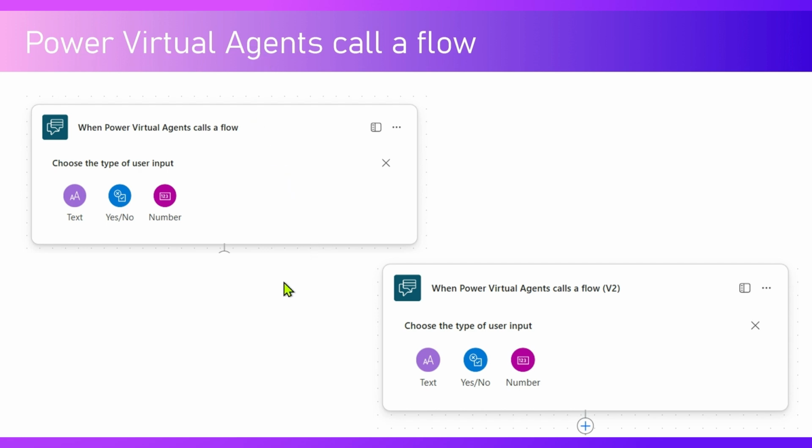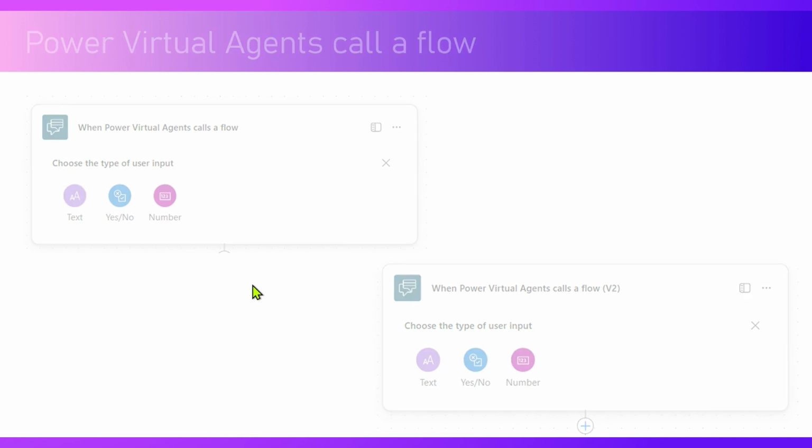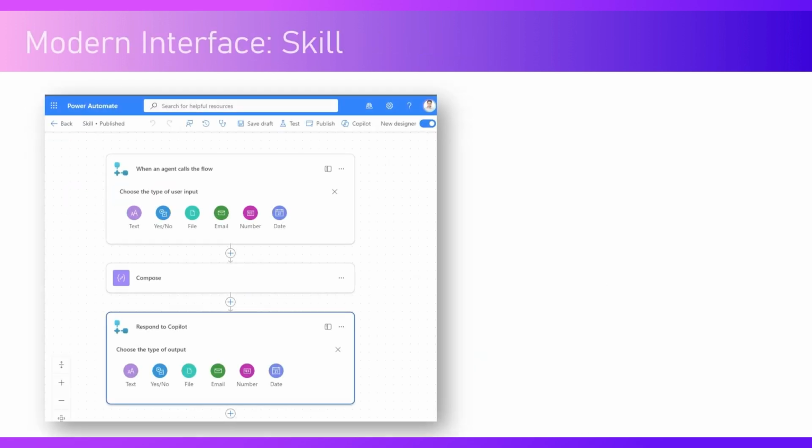Now, this action still exists. Can we use that? Let's find that out. Now, before we go into that area of exploration, I just wanted to show you that there is something called, in a modern interface, when an agent calls the flow, respond to Copilot. Now, this is the action which you should use, and Power Virtual Agent you should not use, because that's basically for an older agent which you might have created maybe a couple of years back.